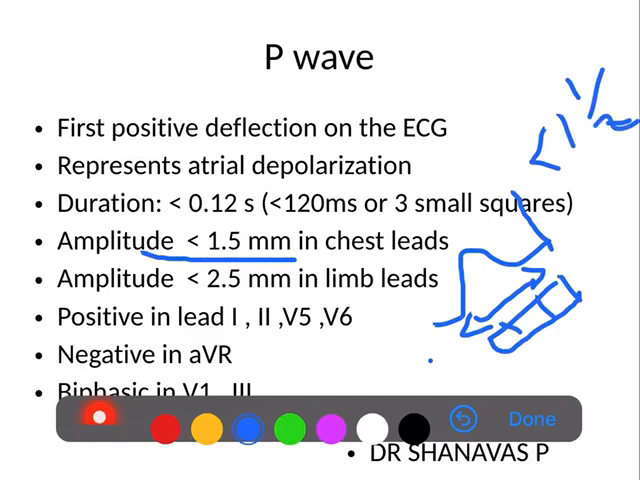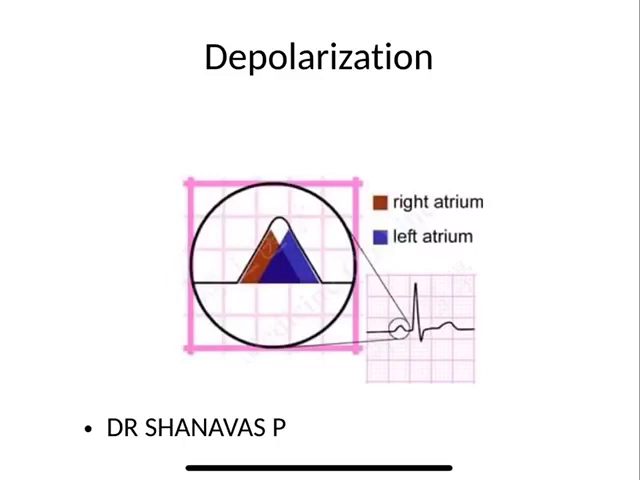Next we should know the vector related to the P wave. In most of the leads the P wave is positive, that is, in leads like lead 1, 2, V5 and V6. In lead aVR the P wave is negative, and the P wave is biphasic in lead V1 and sometimes in lead V3. We will come to know how this happens.